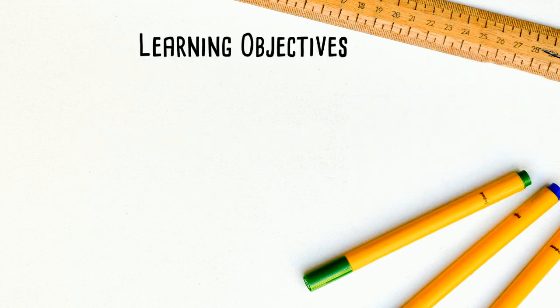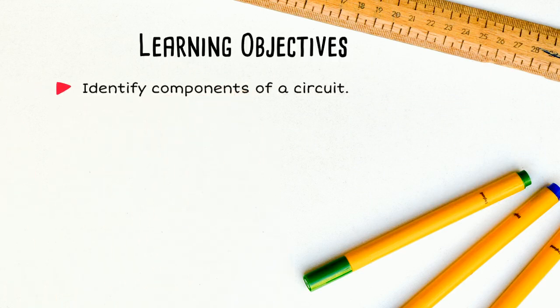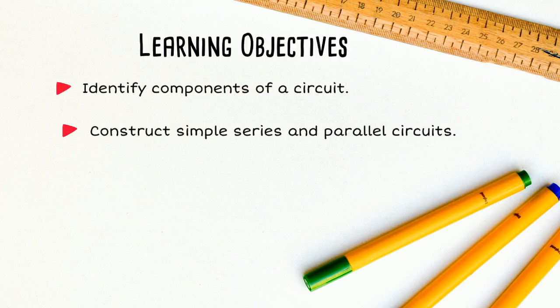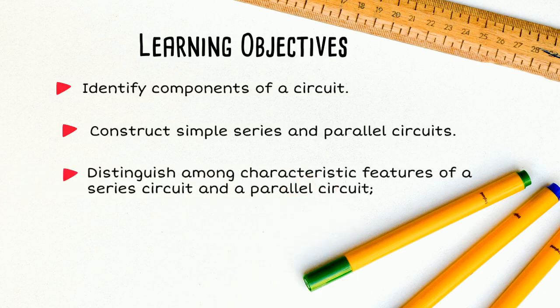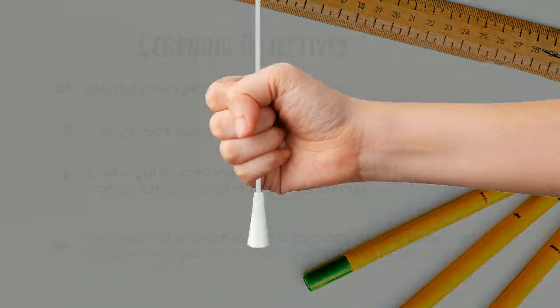At the end of the lesson, students should be able to identify components of a circuit, construct simple series and parallel circuits, distinguish among characteristic features of a series circuit and parallel circuit, and use real-life examples to explore advantages and disadvantages of series and parallel circuits.